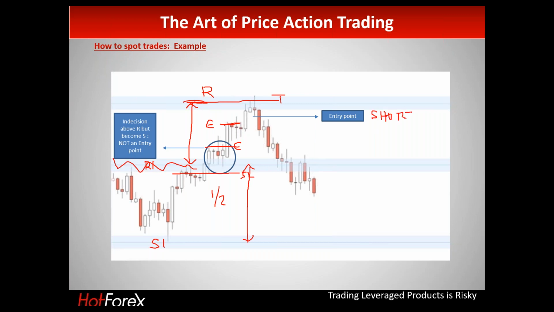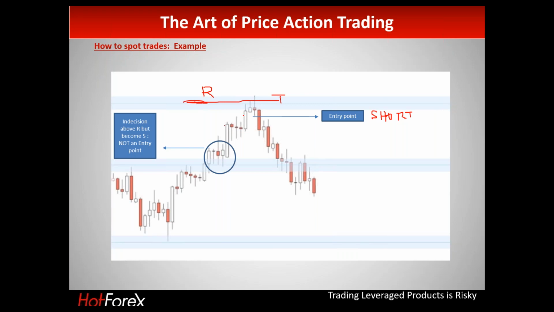Now let me clear everything and I will explain again. Let's assume that you have your first resistance level and your first support level. It managed to break it and it's moving above it, but you missed the opportunity to enter long, right? So there's nothing really to worry about.